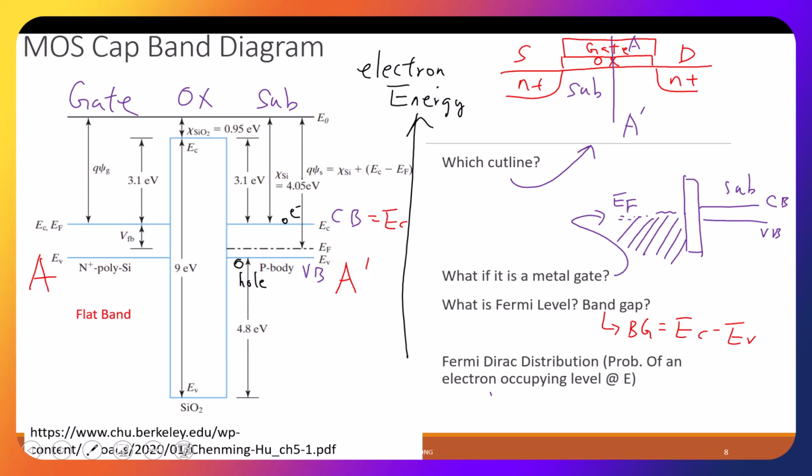EF is the level to which you just fill up the electron at absolute zero. So when you cool to very, very cold temperature, this is at 0 Kelvin, which is impossible. At 0 Kelvin, let me just say electron just occupies up to EF. Electron fills to EF. Okay?